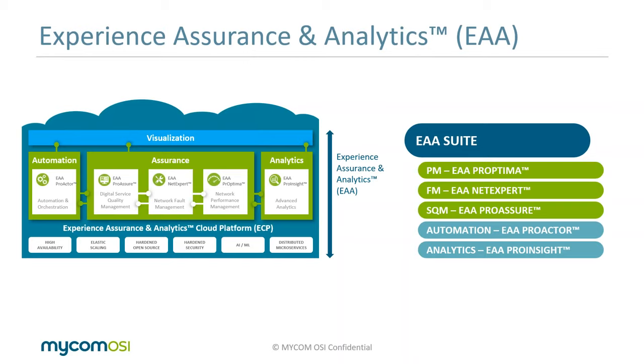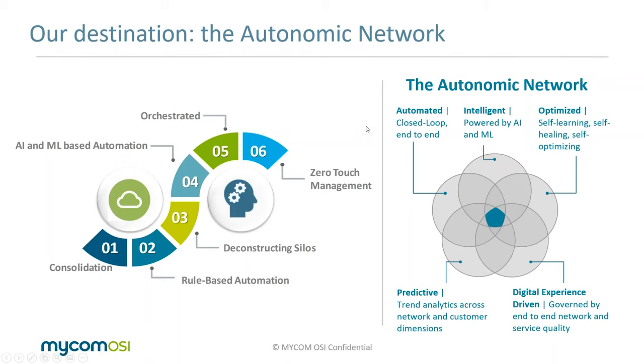So that's all wrapped around in a suite called Experience Assurance and Analytics. That's our suite of applications. The version that runs on the public cloud is called the Assurance Cloud. So that's just a summary of what we do. So let's move on to the next slide.